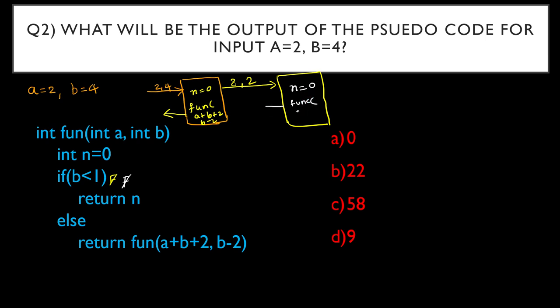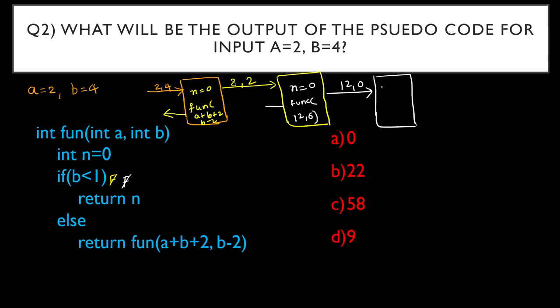So we are returning again a plus b plus 2 and b minus 2. That is a plus b plus 2, which is nothing but 8 plus 2 plus 2, so 10 plus 2 is 12, comma b minus 2, that is 2 minus 2, which is 0. So we are essentially calling this with 12 comma 0, that is our next function call.